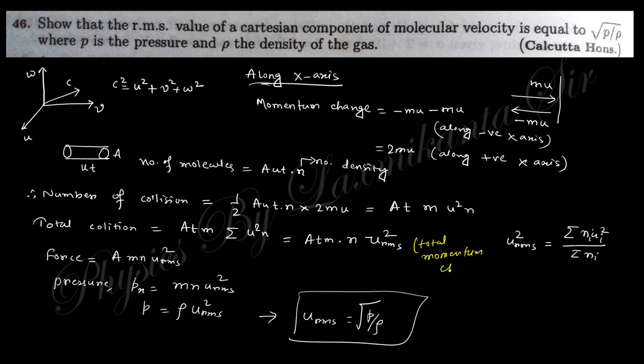So this is the total momentum change, and you know the u RMS square is equal to the summation of this and that. So if you replace this one by this n into u RMS square, so force will be like that, and pressure will be divided by this. So you can easily find the velocity along the single axis. This will be the square root of p by rho. Otherwise, in case you consider three dimensions, this will be 3 p by rho, right?